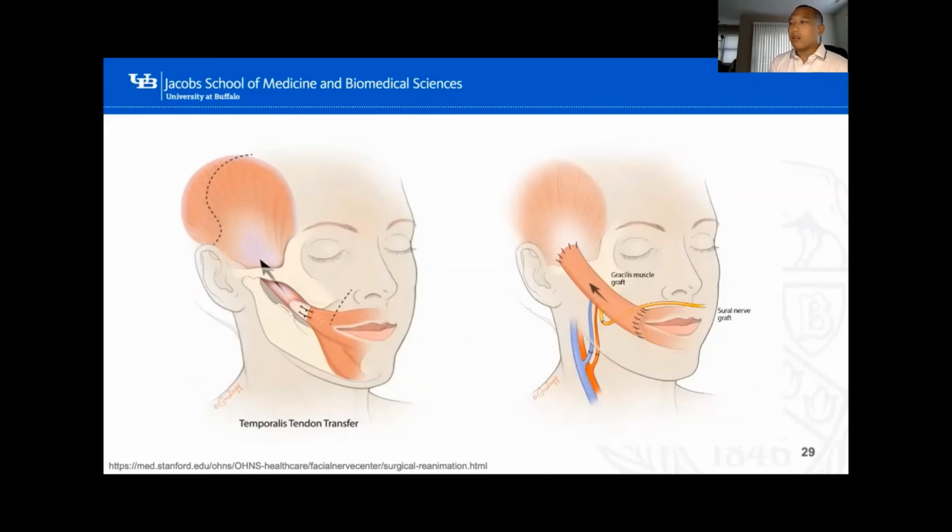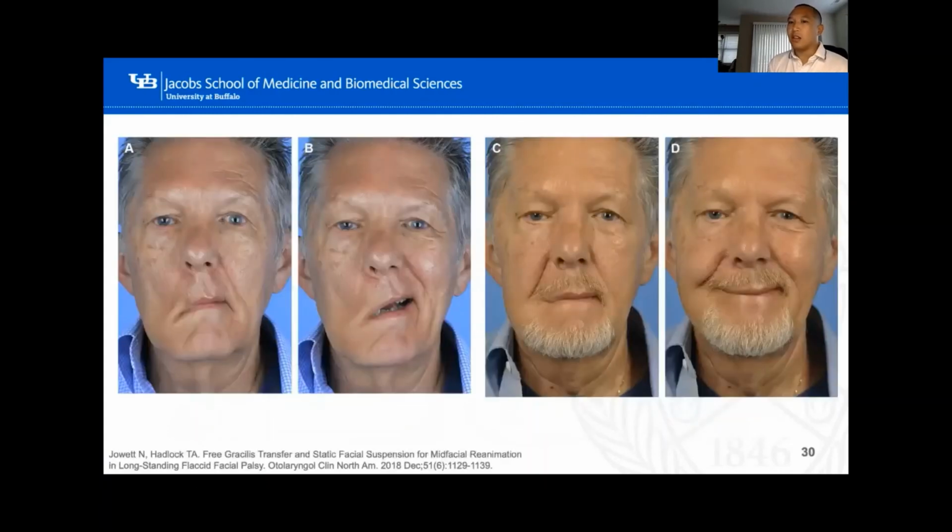So in some cases you can combine it and you can get things like this, which I think are satisfying. I think one of the most satisfying cases I've done is a kid who had a brain tumor, and he came for a temporalis tendon transfer, and he said, I haven't smiled in years, and I was like, this is great.